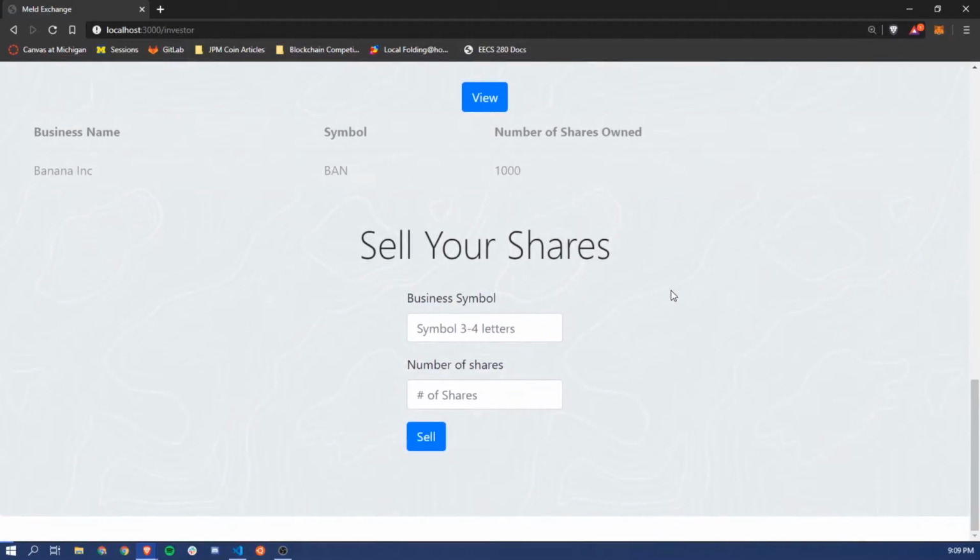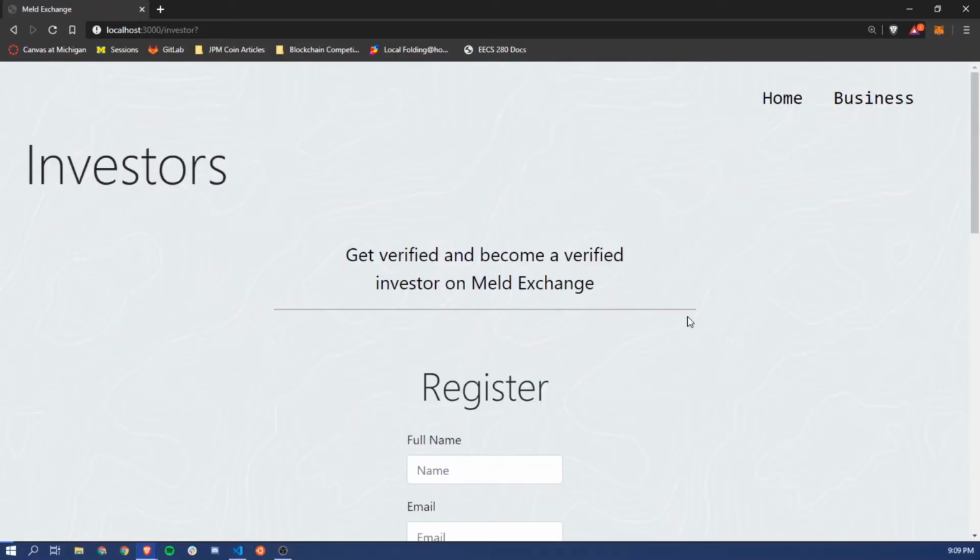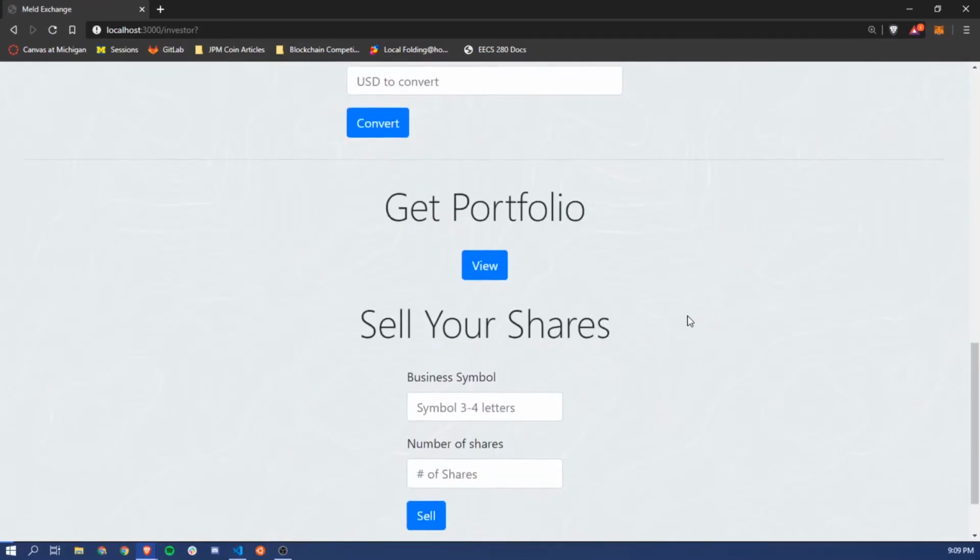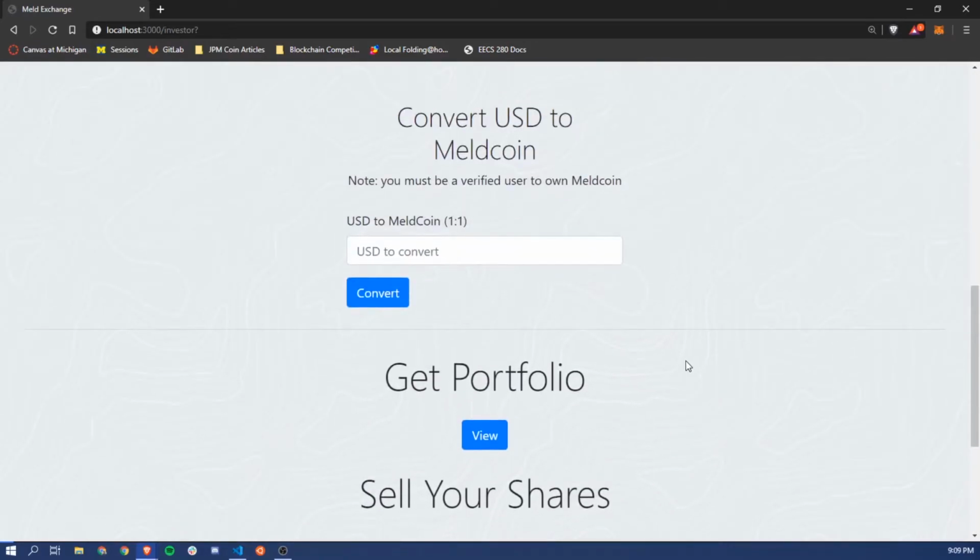But now we want to raise some equity so we can get our account balance up. In order to do that, we would sell some of our shares. Say we're selling 100 of them, and then we hit sell. Now it sent the sell order to our server, and the server is going to wait until there's a corresponding buyer, and then it will commence a transaction giving that buyer 100 of our shares and us receiving $100 worth of Meld coin back.